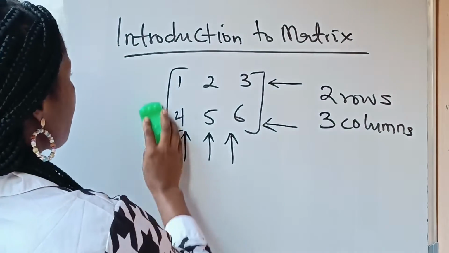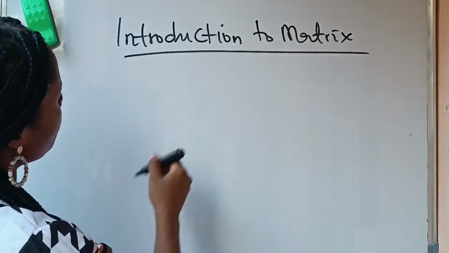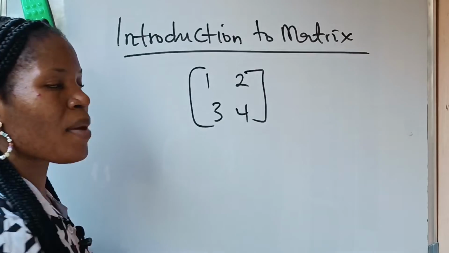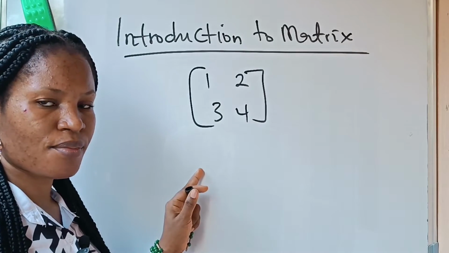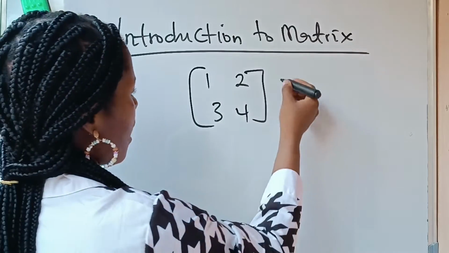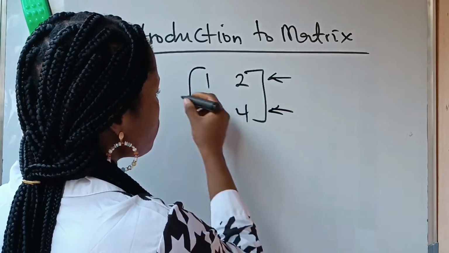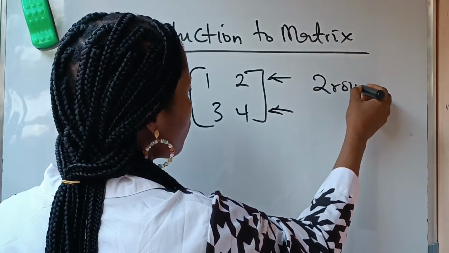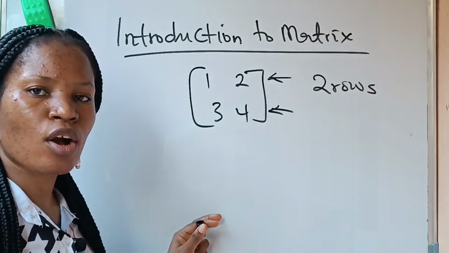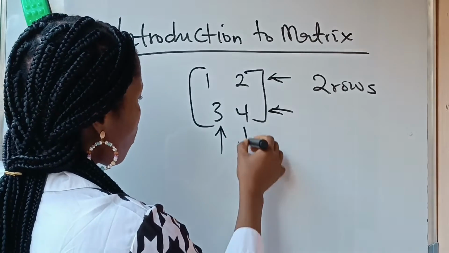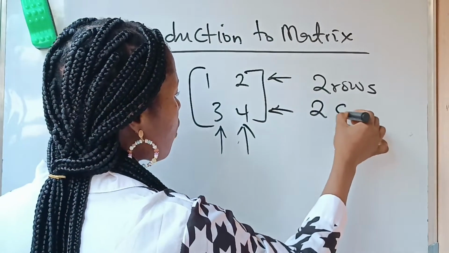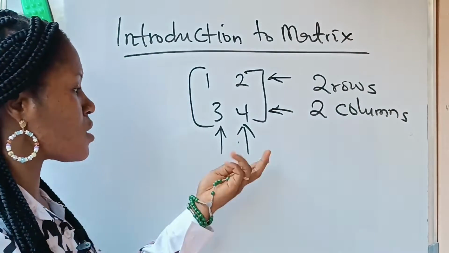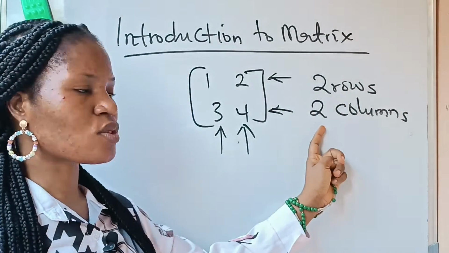Now let us give another example. For example, if we have a matrix like this, 1, 2, 3, 4, how many rows does this matrix have? 2, right? Yes, because horizontally we have 2 groups. So we have 2 rows. Now, how many columns do we have? We have number 1 and we have number 2. We also have 2 columns. So that means this matrix has 2 rows and 2 columns.